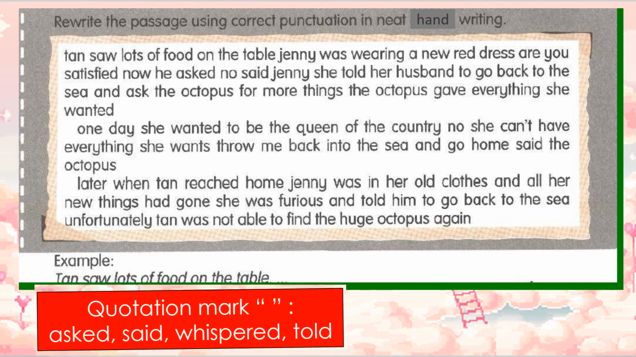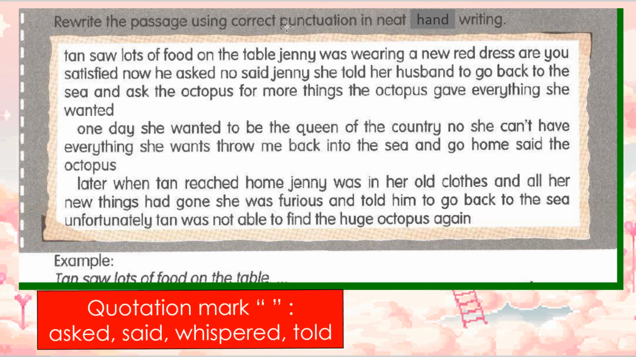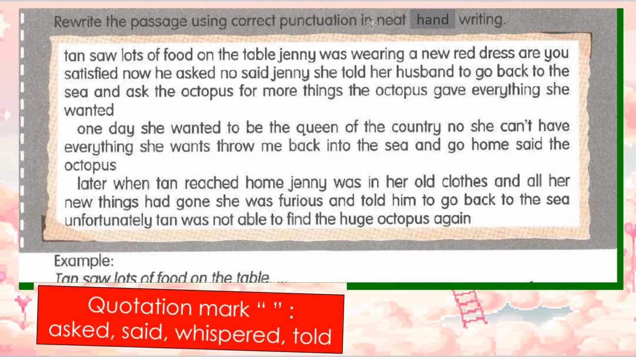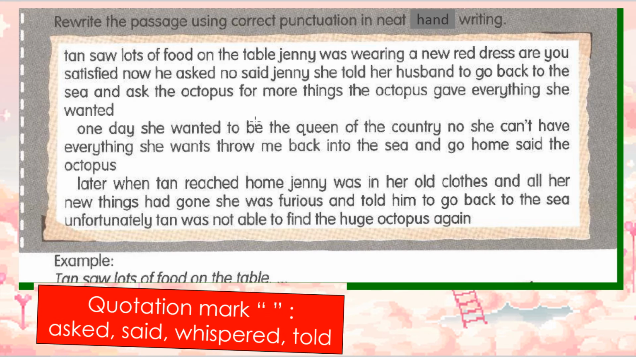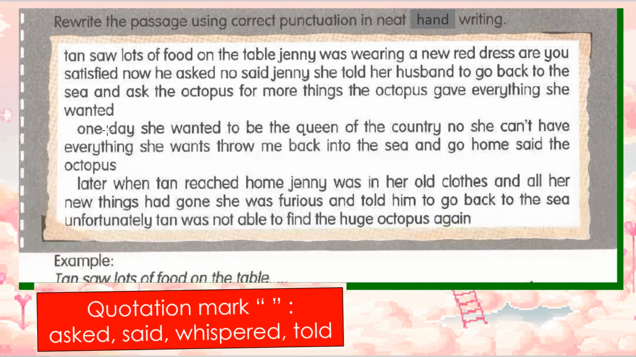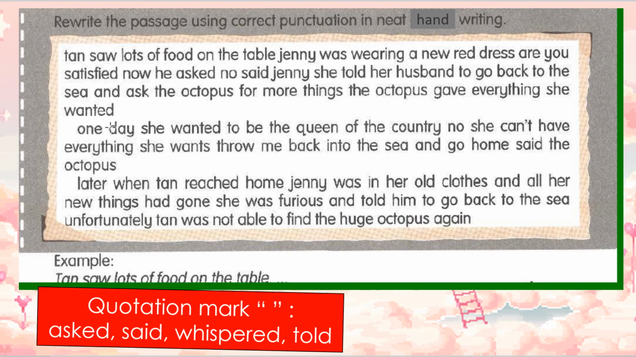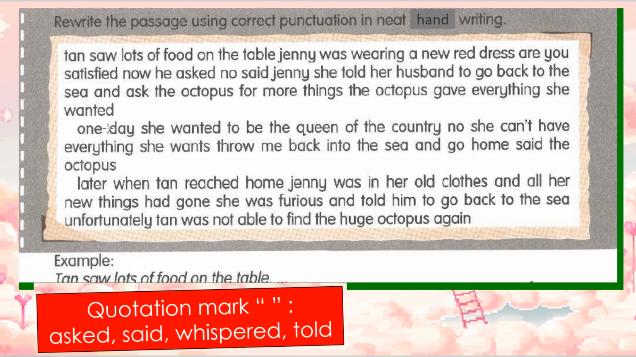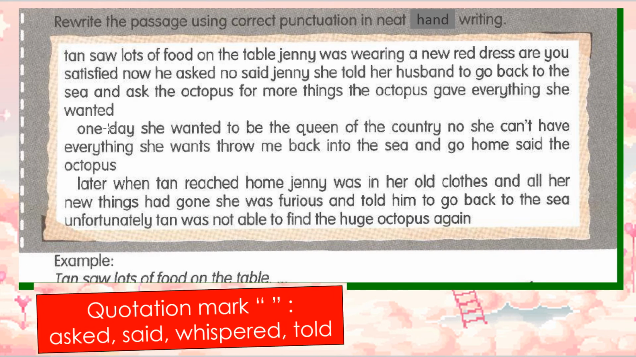Okay, kids, this is your second practice for punctuation. So you are going to rewrite the passage using correct punctuation in neat handwriting. Okay. So I will read the text one by one, and if I stop, it means that you should put a full stop. Okay. It is the same as earlier. So when I stop, it means it is a full stop. When I pause in between, it means a comma. When I sound like I question something, it means a question mark.